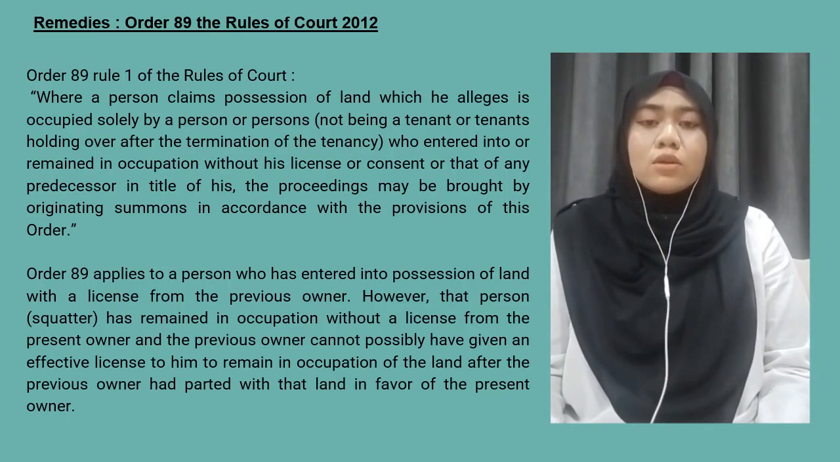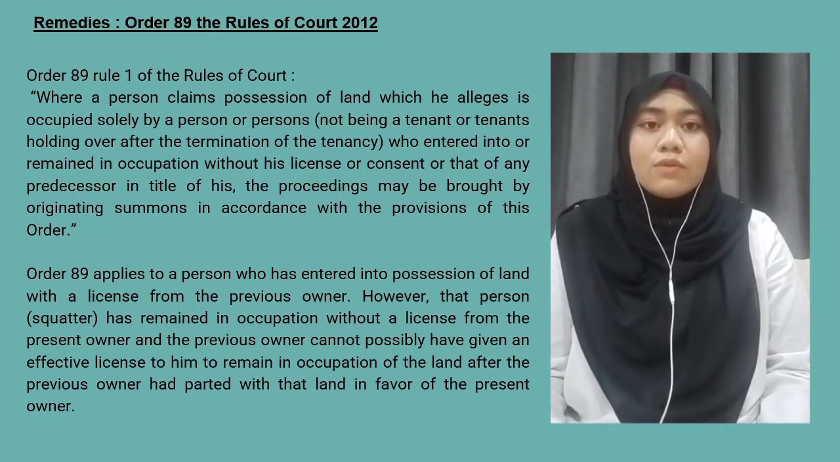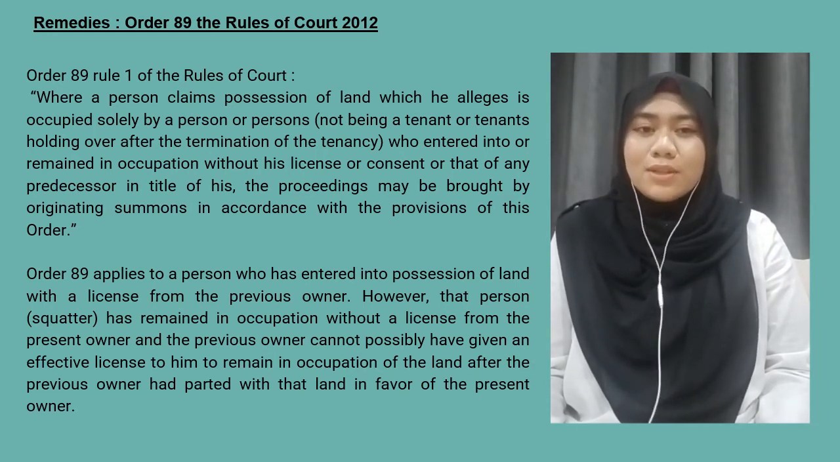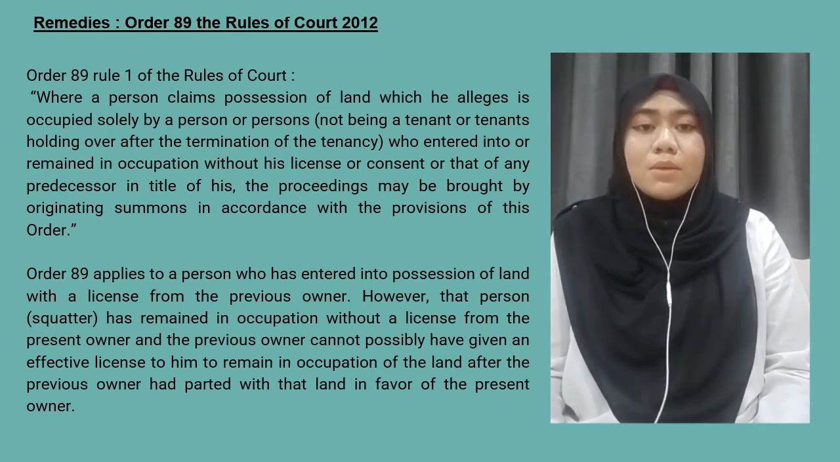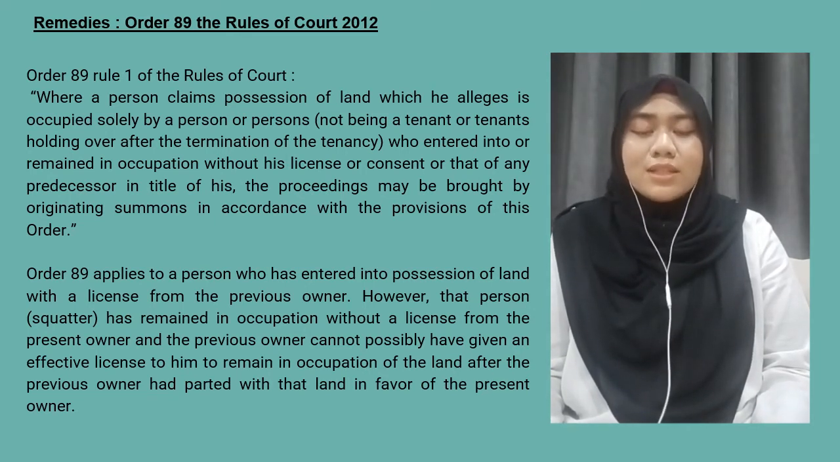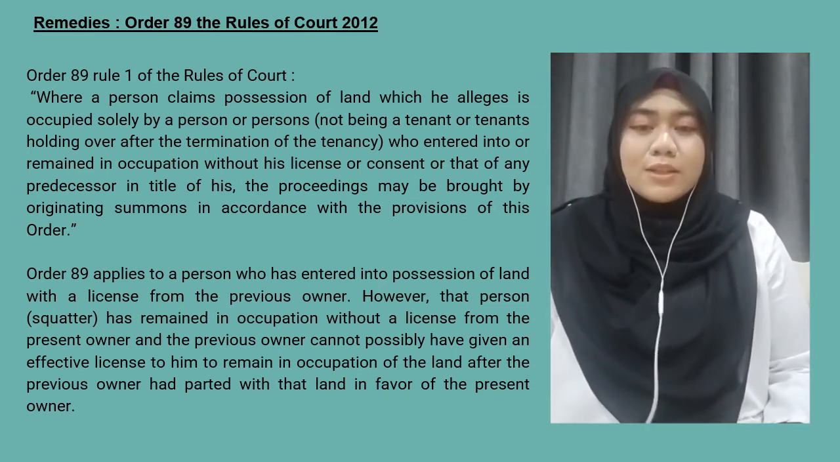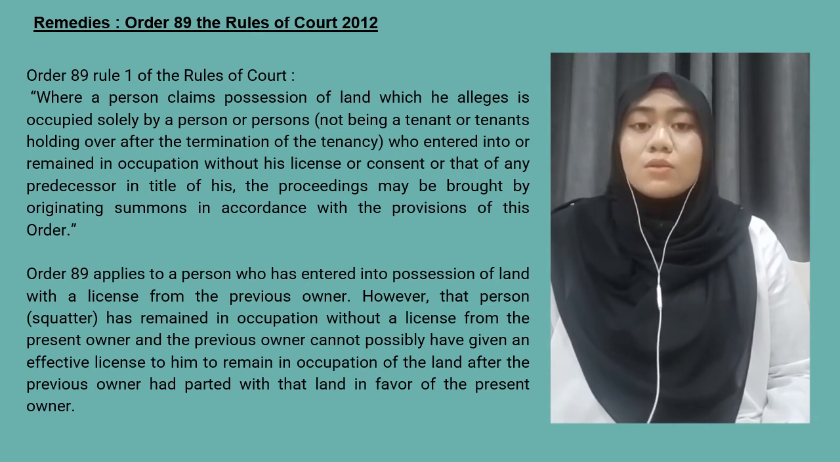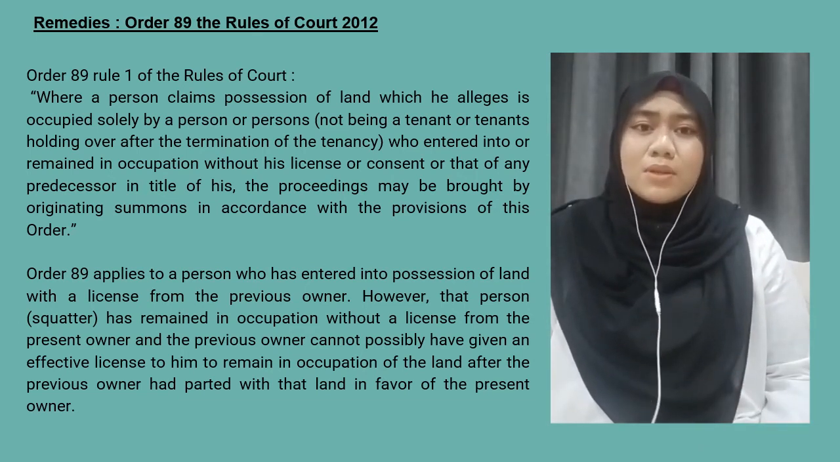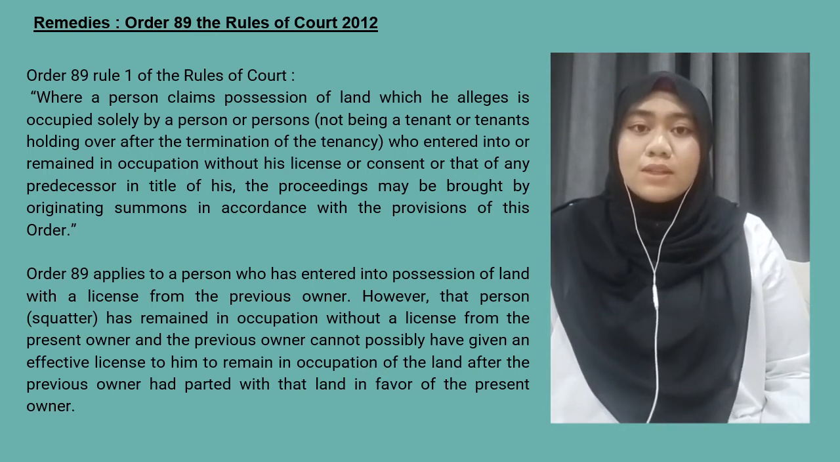I'll proceed with my part, Remedies, Order 89 of the Rules of Court 2012. Order 89 Rule 1 of the Rules of Court briefly states that where a person claims possession of land which he alleges is occupied solely by a person or persons not being a tenant or tenants holding over after the termination of the tenancy, who entered into or remained in occupation without his license or consent or that of any predecessor in title of his, the proceedings may be brought by originating summons in accordance with the provisions of this order. Furthermore, Order 89 applies to a person who has entered into possession of land with a license from the previous owner. However, that person, known as a squatter, has remained in occupation without a license from the present owner, and the previous owner cannot possibly have given an effective license to him to remain in occupation of the land after the previous owner had parted with that land in favour of the present owner.